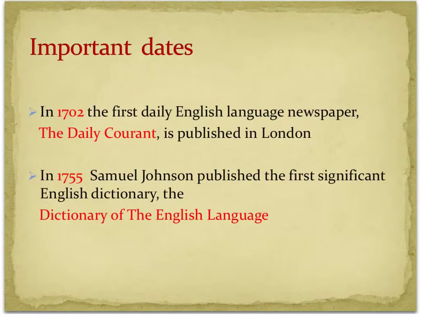Important dates. In 1702, the first daily English language newspaper, the Daily Courant, is published in London. In 1755, Samuel Johnson published the first significant English dictionary, the Dictionary of the English Language.